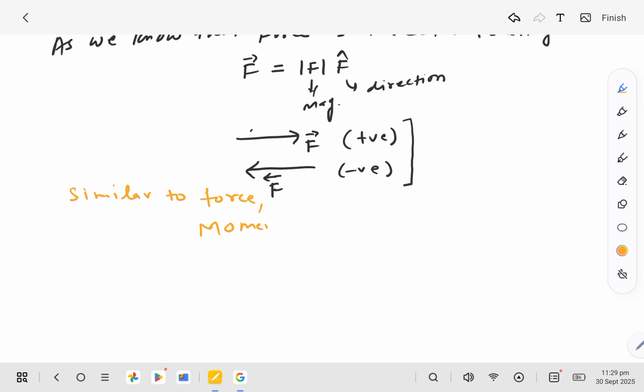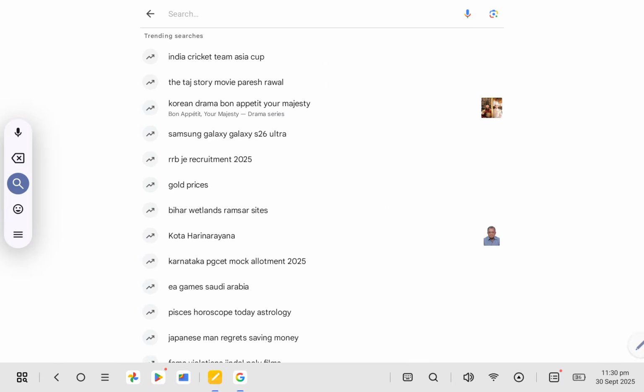Similar to the force, moment of force has magnitude and its direction.